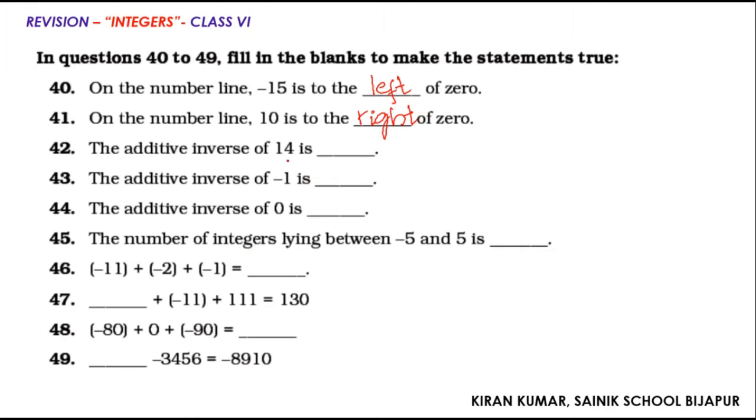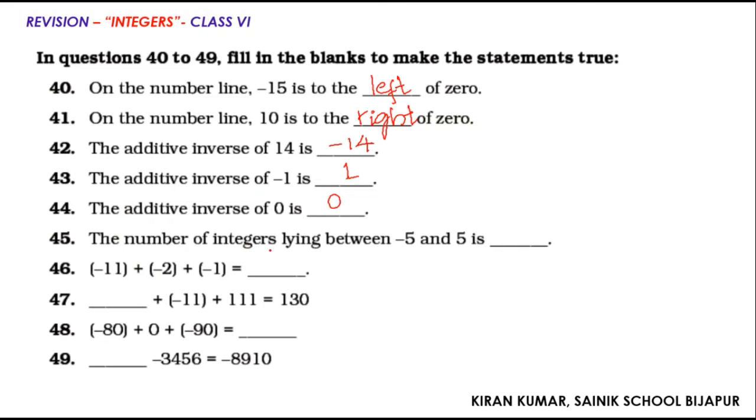The additive inverse of 14 is negative 14, because on the sum of 14 and minus 14 we get the sum as 0. The additive inverse of negative 1 is positive 1. 44th, the additive inverse of 0 is 0 itself.